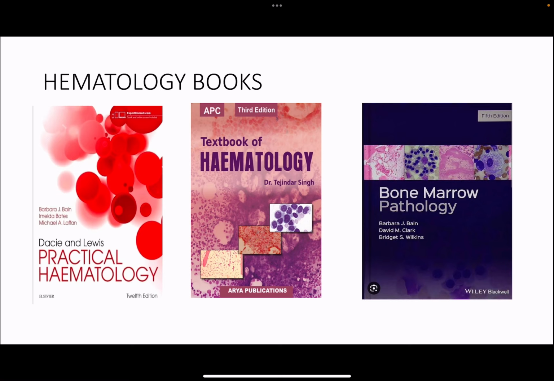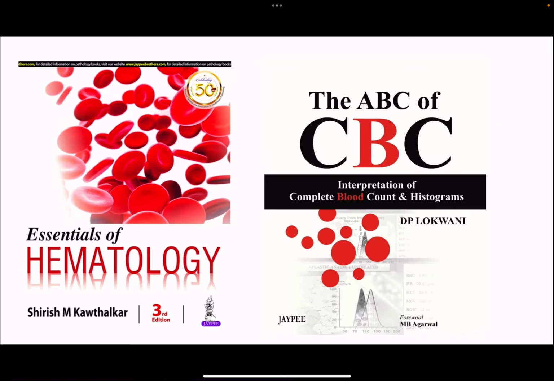For hematology, you need to refer to a few books. These are the standard books. Dacie and Lewis Practical Hematology is a standard book. For bone marrow, you refer to Barbara Bain and Tejinder Singh. In our college, our seniors use the Tejinder Singh book. We have referred to that. This is a good book. It has good color images, high and low power images of peripheral blood and bone marrow as well. It has 2 volumes. I have referred to this.